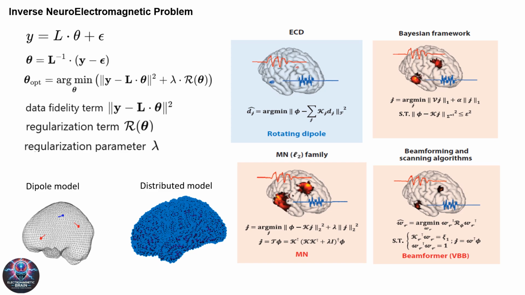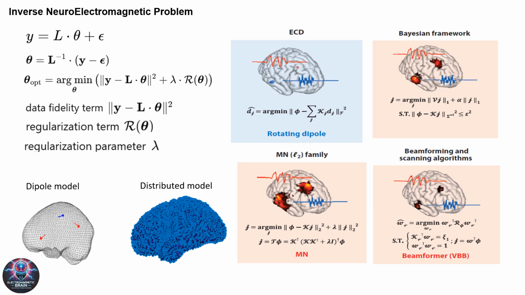This is challenging because L is typically ill-conditioned, leading to multiple possible solutions for theta. This makes the problem ill-posed, meaning small errors in y or L can lead to large errors in the estimate of theta. To overcome the ill-posedness, regularization techniques or constraints are often applied.